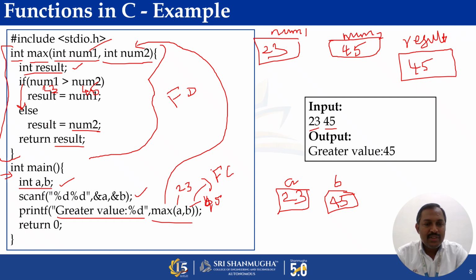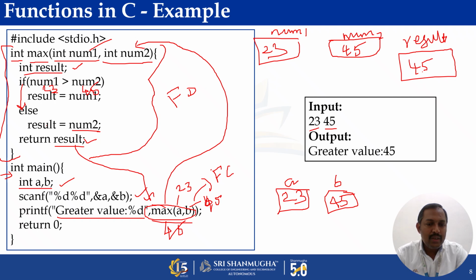The next statement is going to be the return statement. Return result. Result value is going to be returned. What is the result value? 45. 45 is returned. The returned value is going to replace this function call. The function call is replaced with value 45. So this printf statement will print the value 45.